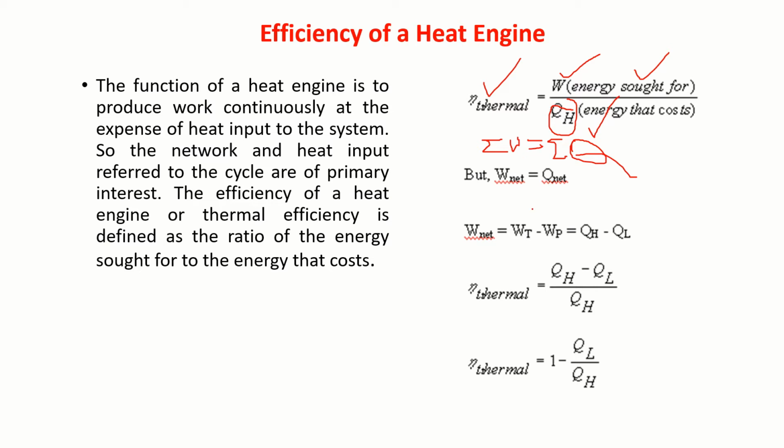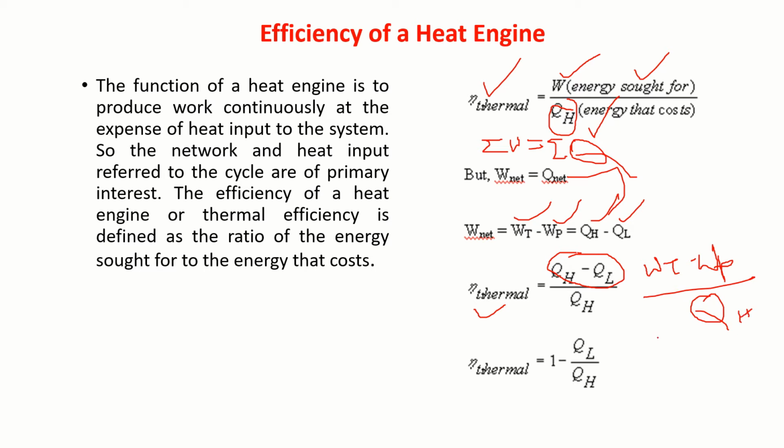So what is W net here? I got positive work. To the pump I gave work. Net work is Wt minus Wp. So what is the net heat again? It is QH minus QL. So now thermal efficiency is what is net? QH minus QL is nothing but Wt minus Wp. But what is the input I have given? That is QH. Right? This is what I can call thermal efficiency.